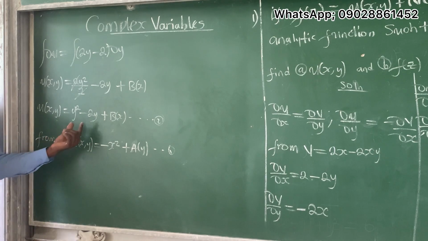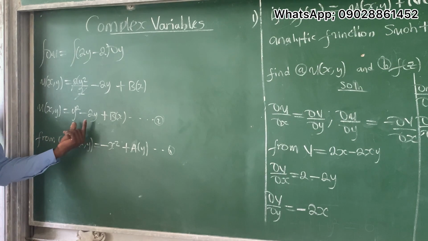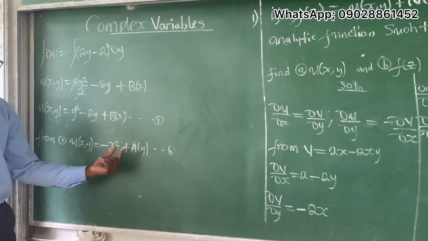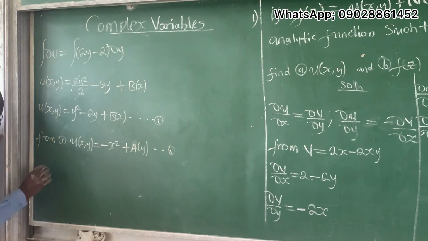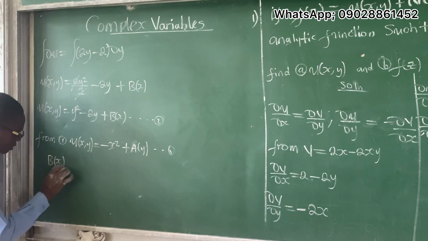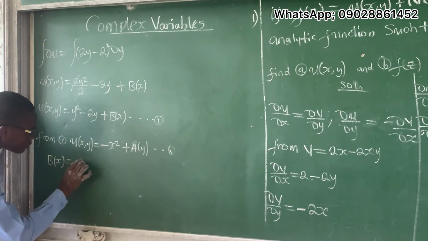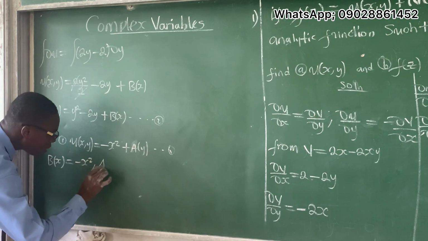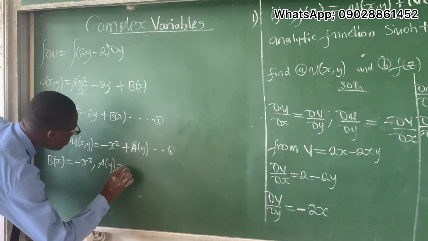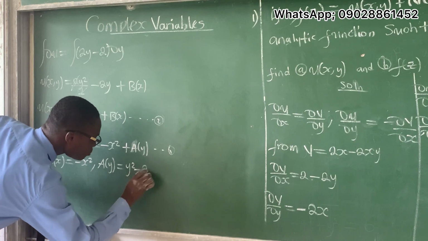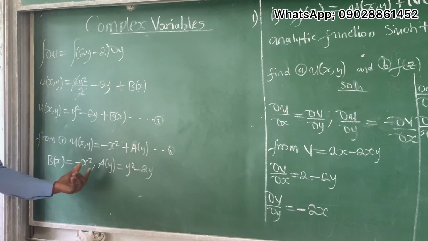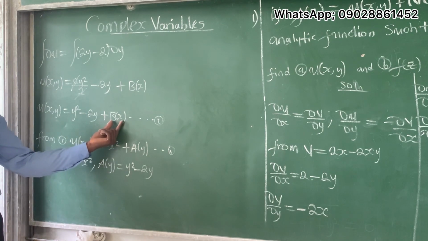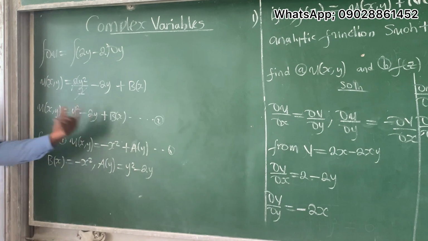So it means that in equation 2, anywhere we see any function of y, it is a of y. And from equation 1, anywhere we see a function of x, it is b of x. So this means that b of x is equal to minus x squared, and a of y is equal to y squared minus 2y. So we can go ahead, with either equation 1 or equation 2, and complete our function u of x and y.